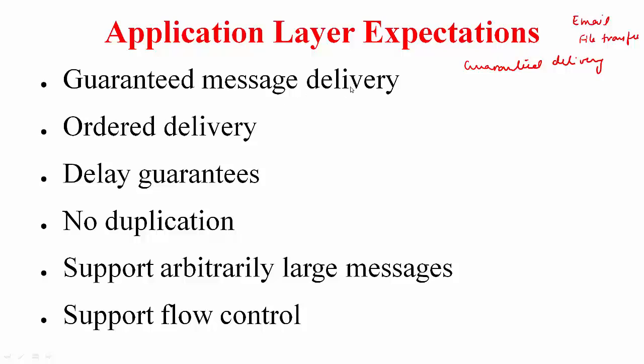So applications like email, file transfer, web browsing, many of these applications like guaranteed message delivery. They also like in-order delivery. Real-time applications expect delay guarantees. And again, you don't want any duplication to be done to your messages. Some applications would like support for arbitrarily large messages. In other words, would you like it if someone said keep your emails to under 5000 bytes? So applications like file transfer or email, you want to support arbitrarily large messages.